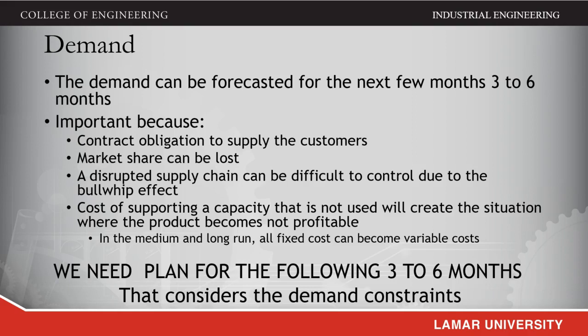Demand. The demand can be forecasted for the next 3 to 6 months. This is important because we may have contract obligations to supply our customers. If we do not deliver product, competitors may take advantage, and market share that is lost cannot be gained back. A disrupted supply chain will very likely create a bullwhip effect that can be difficult to control. Another situation is if the demand is low, there is a possibility of becoming not profitable, given fixed costs do not change. However, an adequate aggregate planning can promote a reduction of what otherwise would be considered fixed cost.